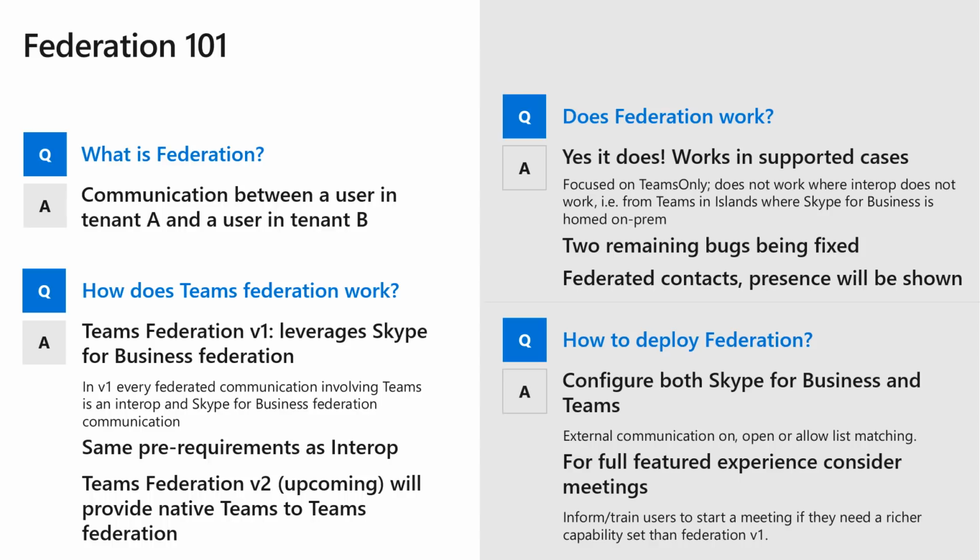How does federation get deployed? Well, it's configured in both the Skype for Business admin center and the Skype and Teams admin center, where we turn external communications on. We can choose open federation. We can do allow list matching and so forth. Obviously, for the full featured experience, we have the concept of leveraging a meeting instead, because that would give them their full fidelity experience as opposed to leveraging interop from that connectivity perspective.